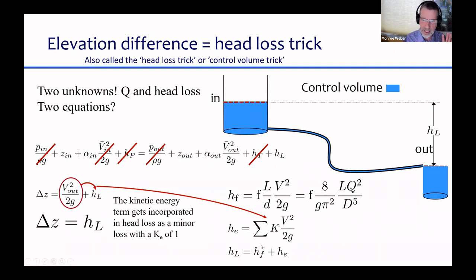And I have these set of 3 equations, and I just have to remember that my exit loss goes in the minor loss equation as well. And that makes solving this kind of problem really, really easy. And that's something that we will do plenty of times in this course. That method is also described in the textbook.